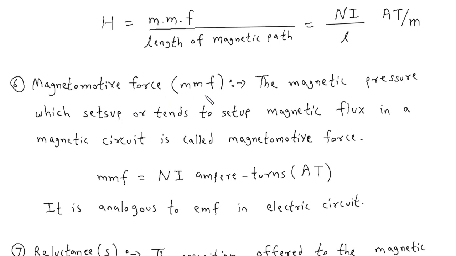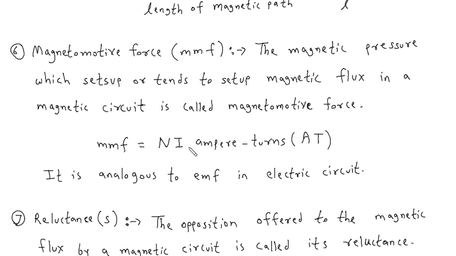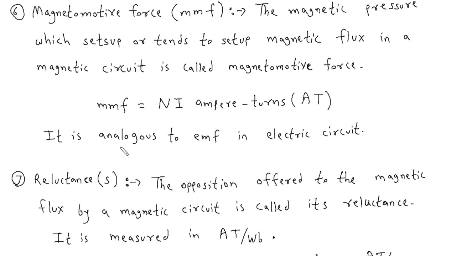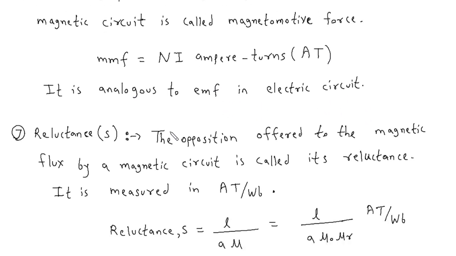Magnetomotive force, or in short we say MMF. The magnetic pressure which sets up or tends to set up magnetic flux in a magnetic circuit is called magnetomotive force. MMF is equal to number of turns into current. Its unit is ampere turns, or in short capital A and capital T. It is analogous to EMF in electric circuit.